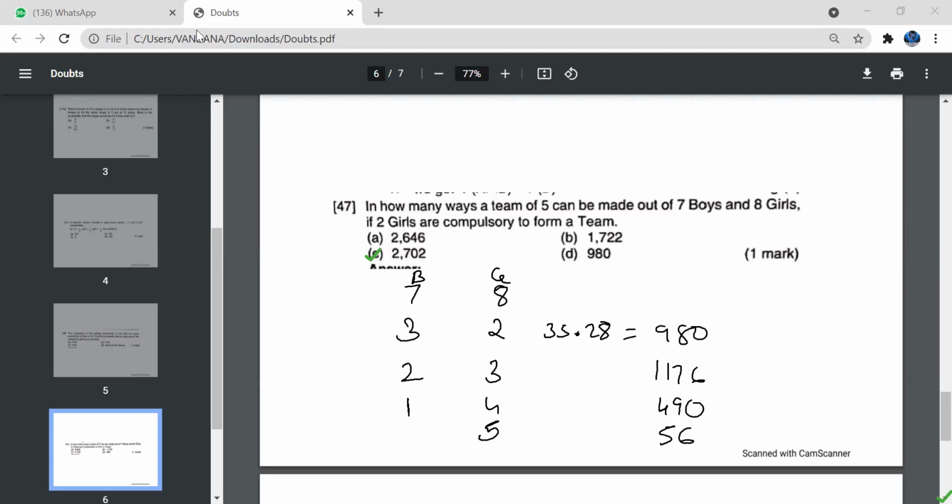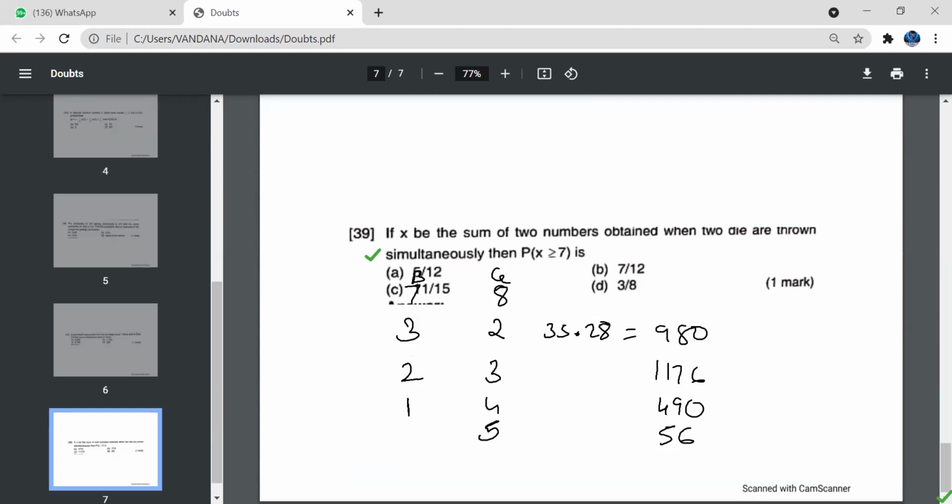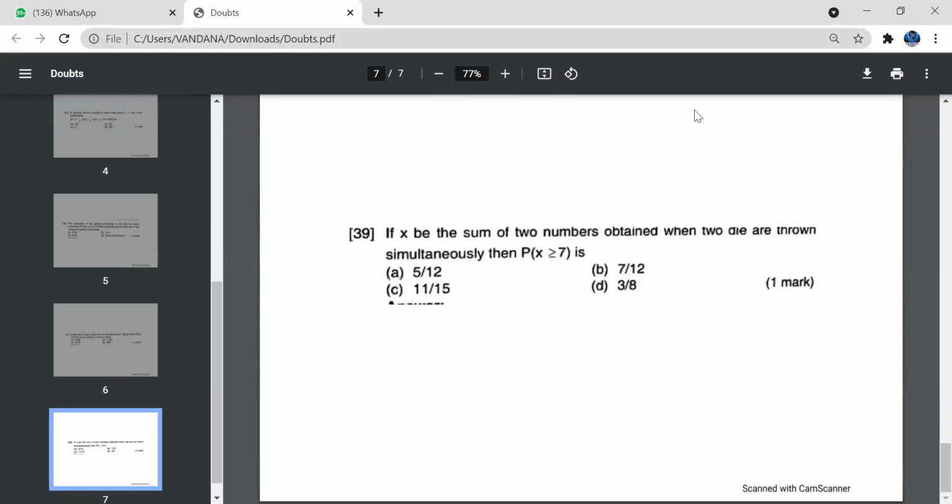The next one. I think this is the last one. Okay. If x be the sum of two numbers obtained when two dice are thrown simultaneously, what is the probability that x is greater than equal to 7?